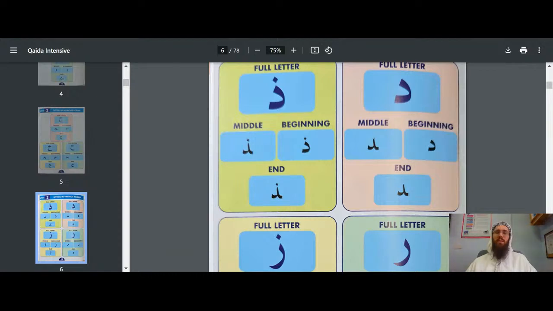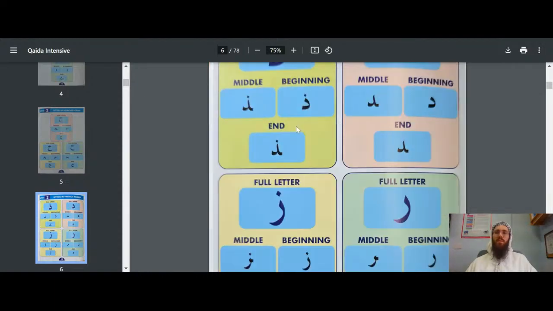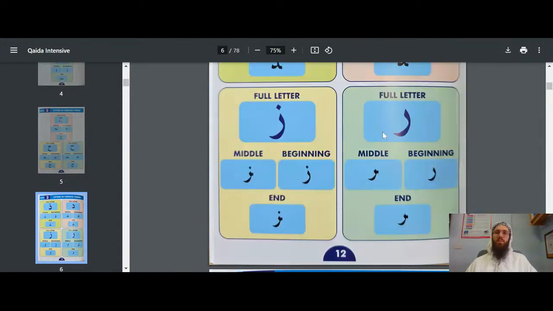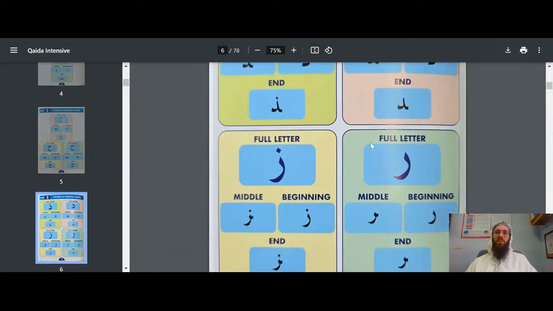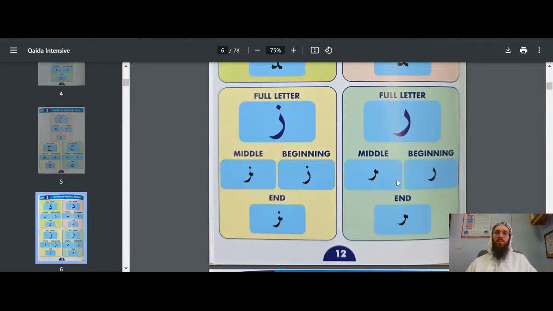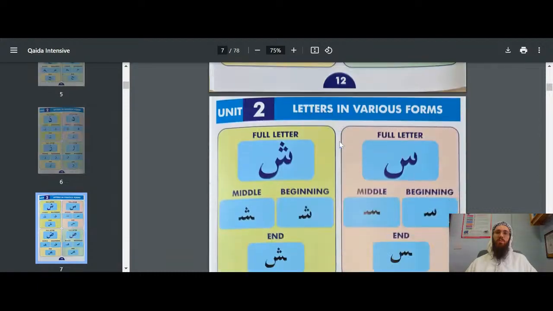There's only, I believe, 19 unique symbols. And then you have the dots, which create the full 28. So dal, dhal, ra, za. And again, these four do not connect with a letter after it. So how it looks in the beginning of a word, middle of a word, and the end of the word is the same, because it will not connect to a letter after it.